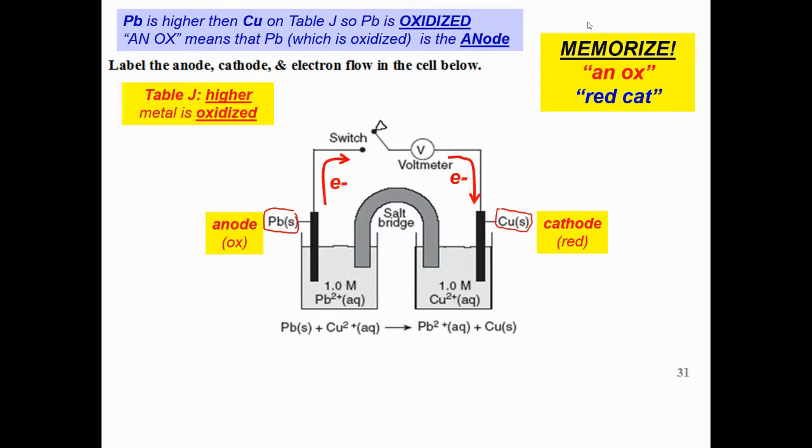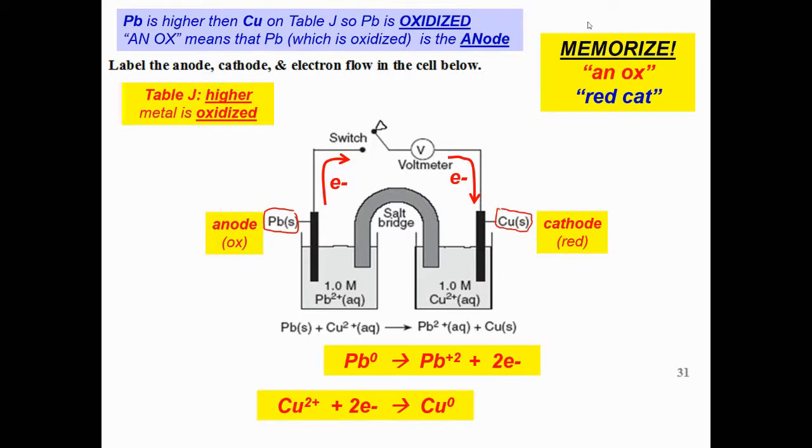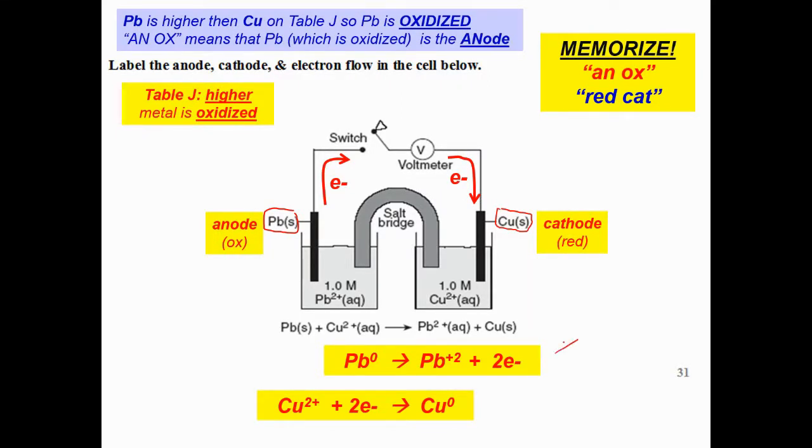The electrons flow from anode to cathode. They just go alphabetically. That's just kind of a nice extra thing to know. You won't be tested on that. So the lead gets oxidized. LEO says GER, loss of electrons is oxidation. So this is what the reaction looks like that's happening on the lead side. We're giving off electrons. The electrons are going off through the wire. They're going to the copper side.